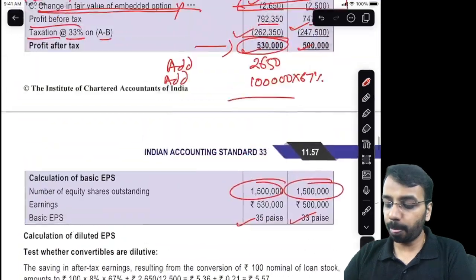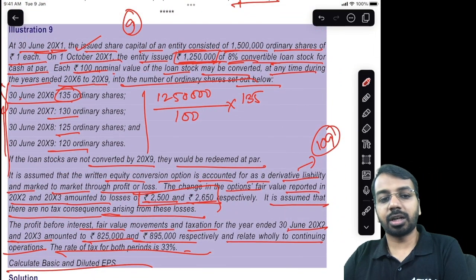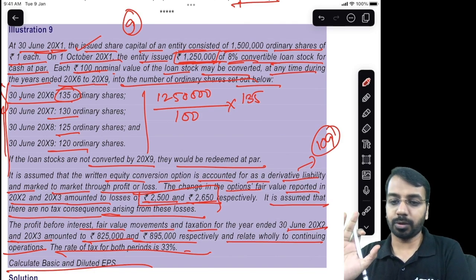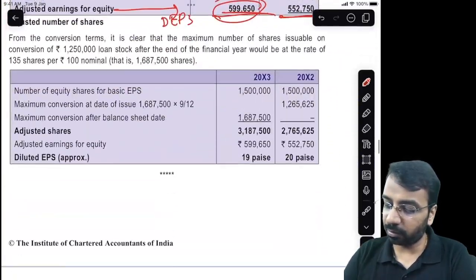Right now, depending on the period, the conversion number changes. Which one should we consider? We should consider the highest conversion possible. So what is the highest conversion? 135. So you'll take 135 for calculation.